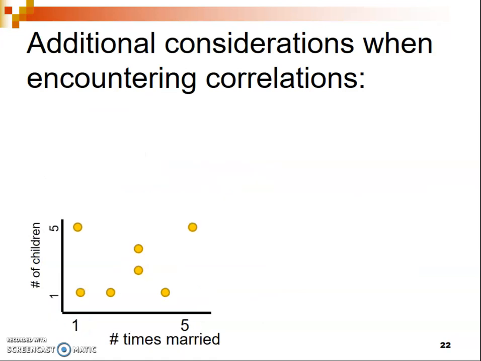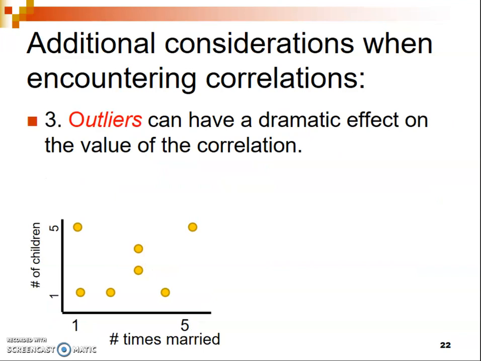Some other things to consider when we're dealing with correlations is that outliers can have an extremely large effect on the value of our correlation. In this sample here, we actually don't have any outliers. The only reason I'm showing you this data is so that we can see the effect if an outlier was added to these data.